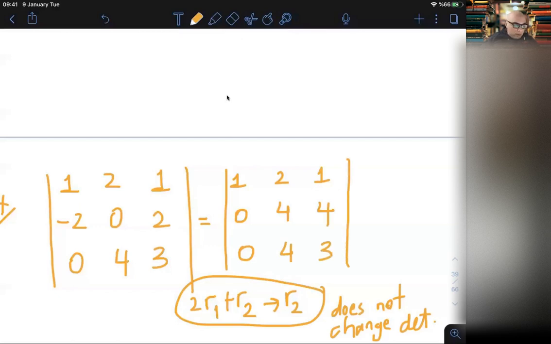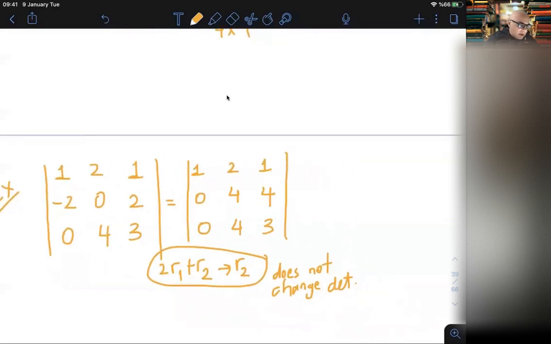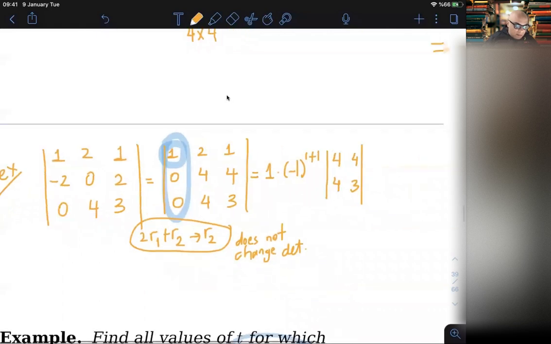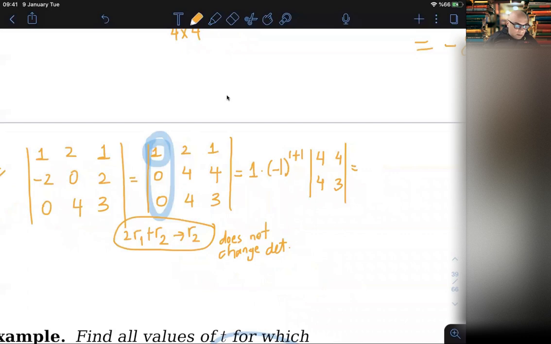Okay, so now you see I have a column of zeros here. There's only one non-zero entry in this first column. Now I can use the cofactor expansion. So 1 is multiplied by the position of 1, and then I look at 4, 4, and 4, 3. Okay, so this becomes 4 times 3 is 12, and 4 times 4 is 16, so I get -4.